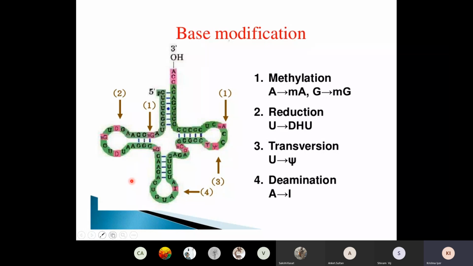For example, if you look at this part here, which is called a D loop, it is called D loop because it contains dihydrouridine. Here what happens is uridine is converted to dihydrouridine, where two hydrogens are added across a double bond which is present between positions 5 and 6 of uridine.